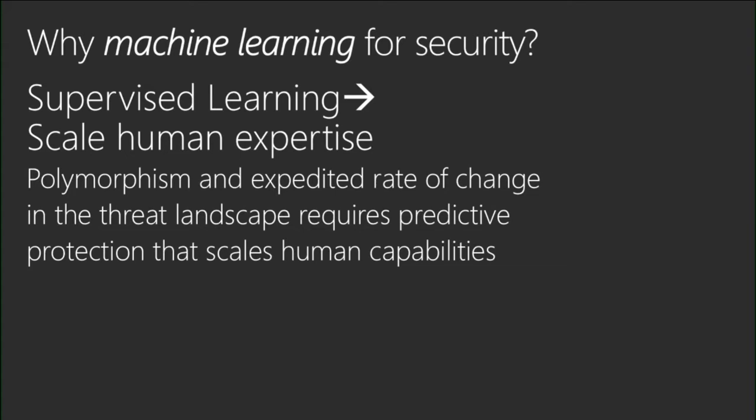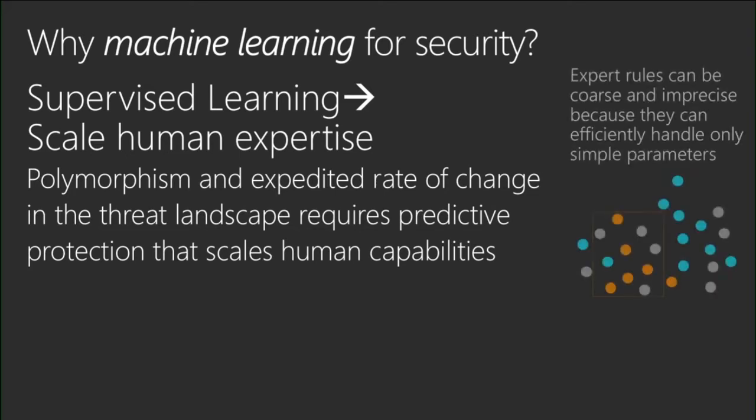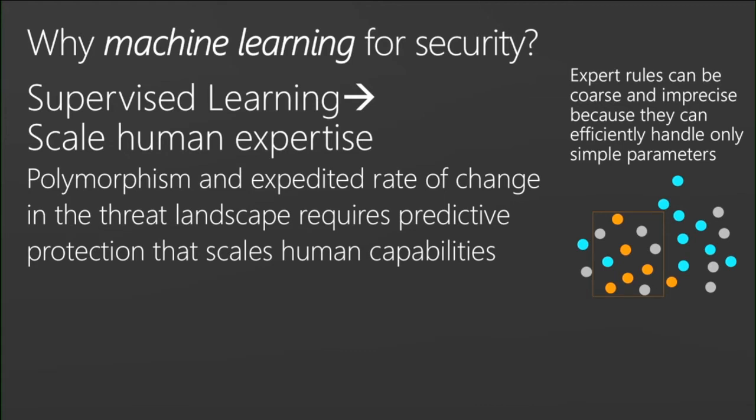For supervised learning, you have to start with threat expert rules. So the experts may label types of behaviors, they may label certain files, and from that expert information, machines can take over and exponentially improve your ability to detect those types of malicious activities.